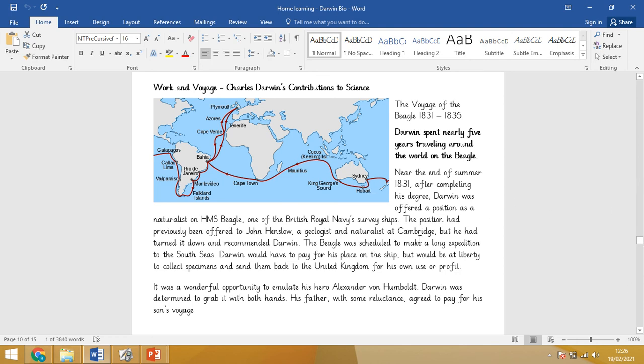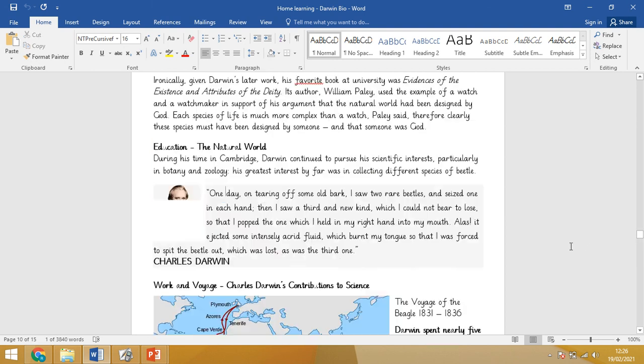So he spent 5 years aboard the Beagle, setting off from Plymouth, stopping at the Azores, going to Bahia, and all these places. And the Galapagos is amongst the most famous of his stops. Okay, but he went to a lot of different places around the world. It was a very, very long expedition.